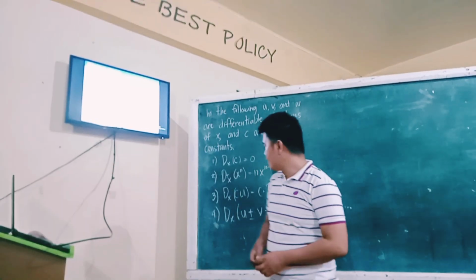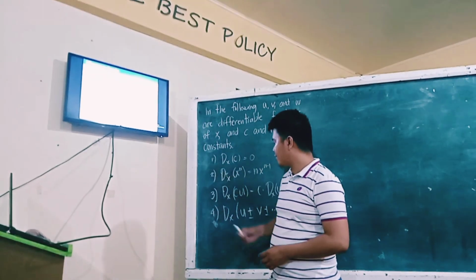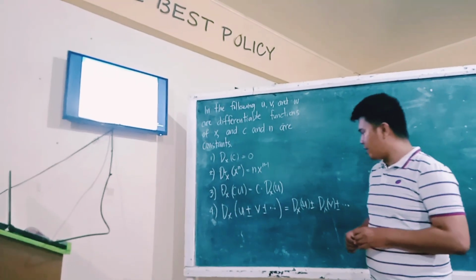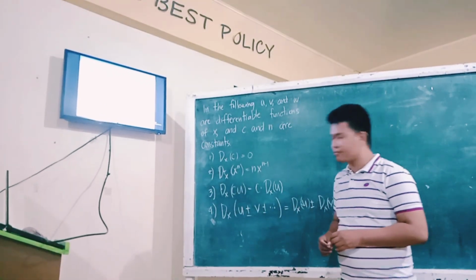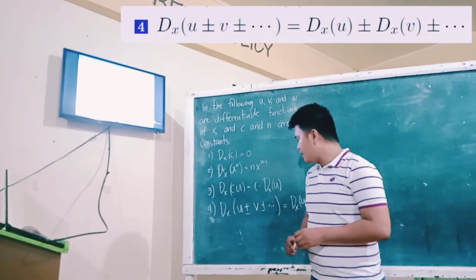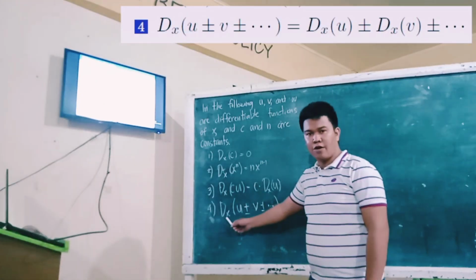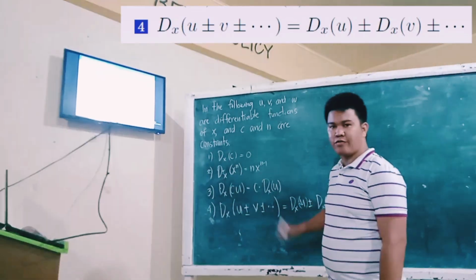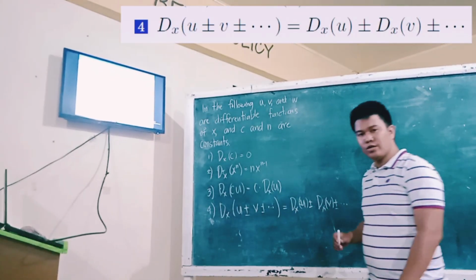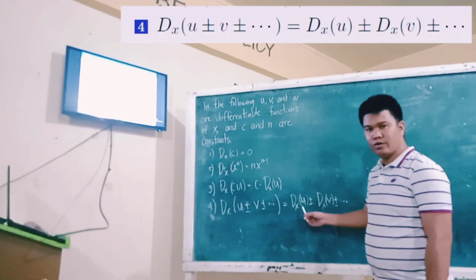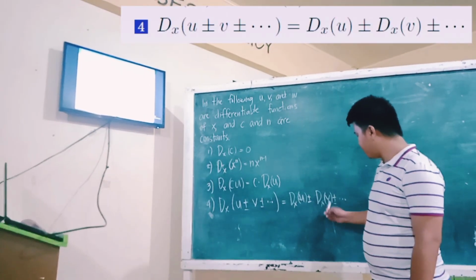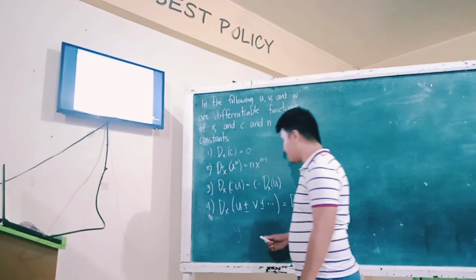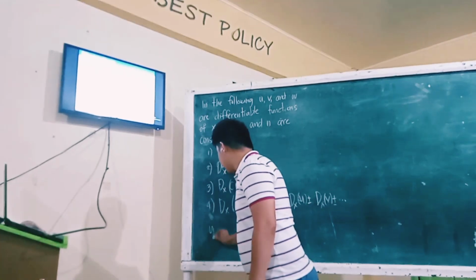We are already done with the first 3 formulas. We have now the fourth formula. The fourth formula, by the way, is called the sum rule. So the sum rule states that the derivative of the sum of functions u, v, and other functions is equal to the derivative of u plus the derivative of v plus and so on. So let me give you an example in this formula.